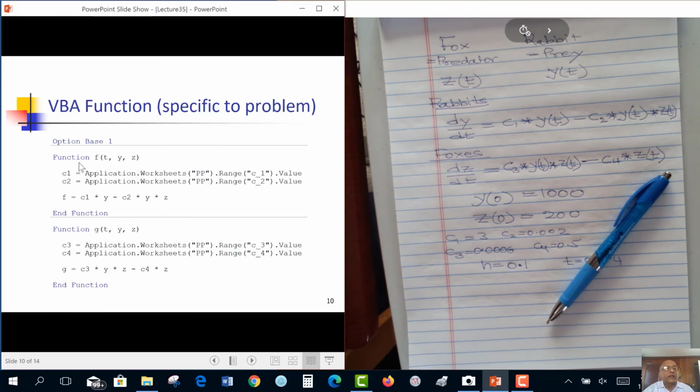And here is our Visual Basic function which is specific to our problem. We are going to import C1 and C2 for function f. And notice here I'm not using x, y, z, I'm using t, y, z, which are our real variables. And this was our function f. Here is our function g. Again t, y, z, and we again import C3, C4 from our worksheet. And this is our function g.